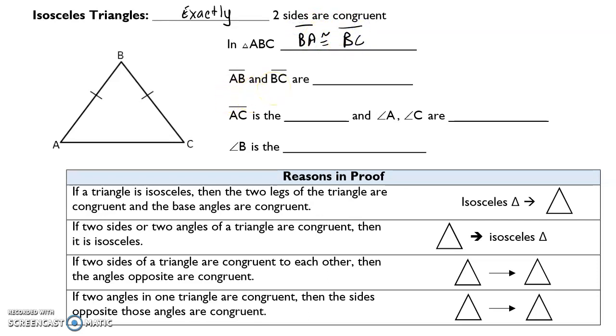Those are, vocab word, legs of an isosceles triangle. AC is the third side, the non-congruent side. It's called the base of the triangle. So when we name a triangle as isosceles, we will oftentimes have to indicate what is the base or what is the vertex. Those are two key words because they indicate which sides are our legs, which sides are congruent. And angles A and C are also called base angles.